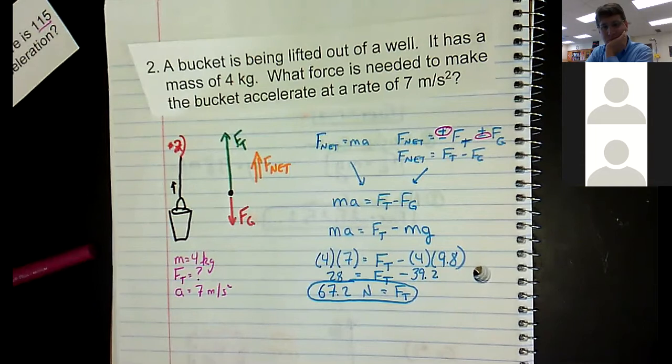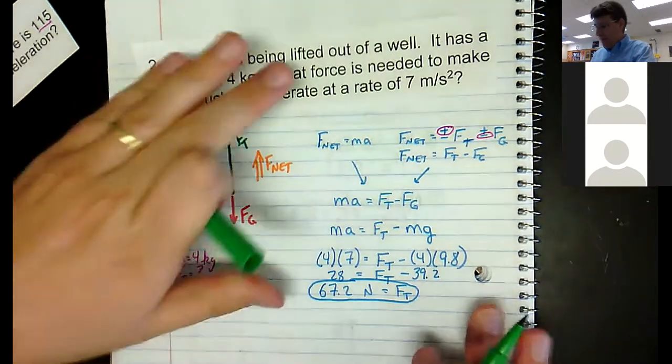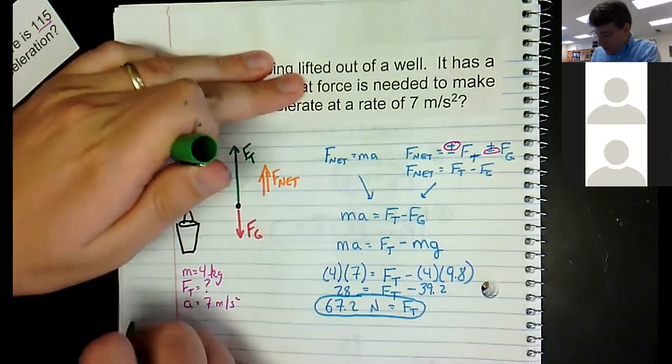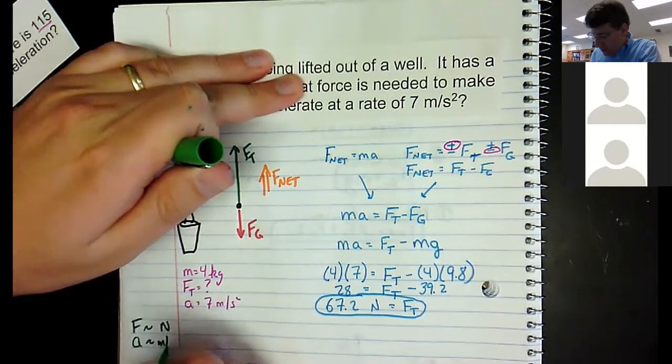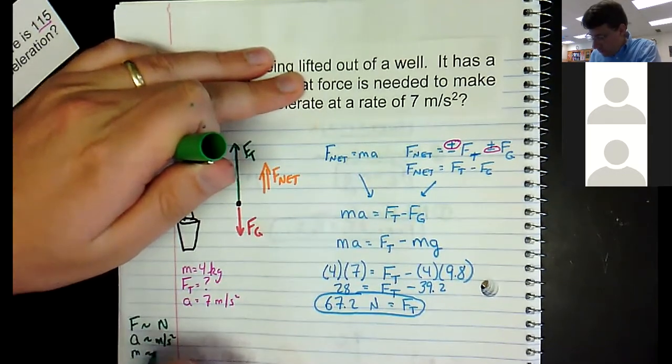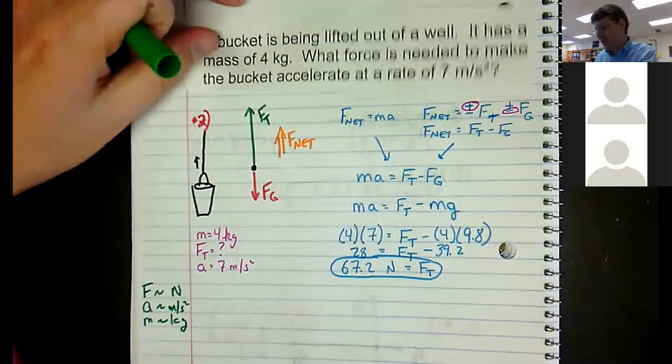I have two questions. First off, where did you get the N on the end of 67.2? Good question. It's a force. Forces are measured in newtons. Real quick before you go on, let me say something about that. Yes, forces are always going to be measured in newtons. Accelerations will always be meters per second squared. Masses will always be kilograms. All right, second question, Tristan, go for it.